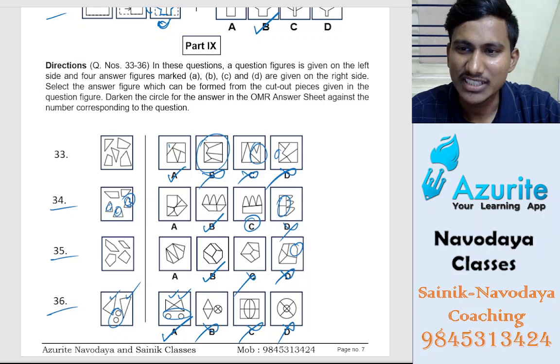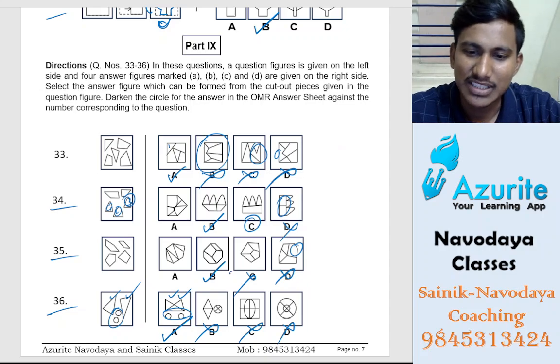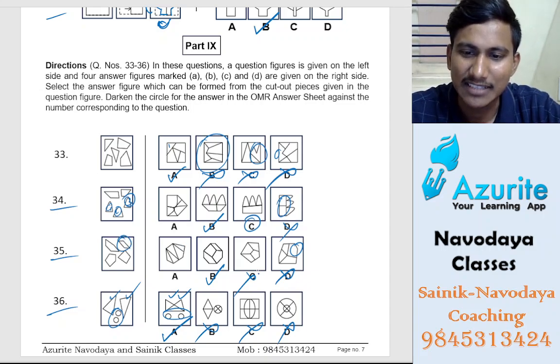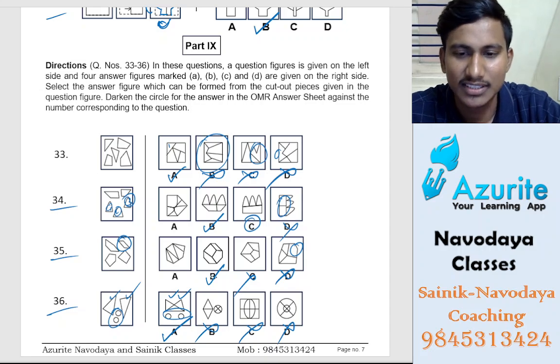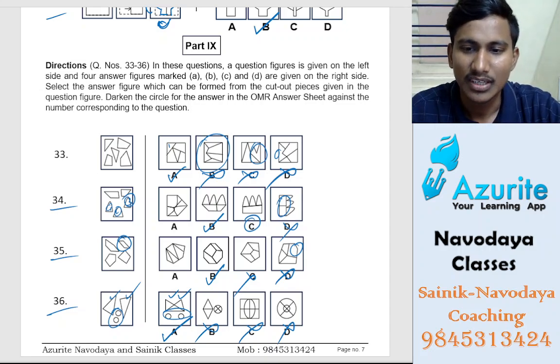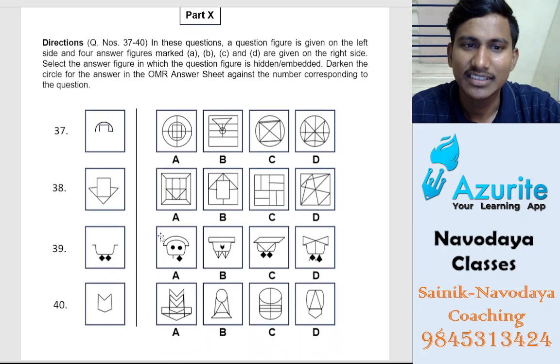So here students, you have to change the answer, that is the 35 answer. The 35 answer is option B, not C. Option B here. Because this part is not there in C, that is why it is not the answer. So the option is B. Now let's go to the next, that is 37.